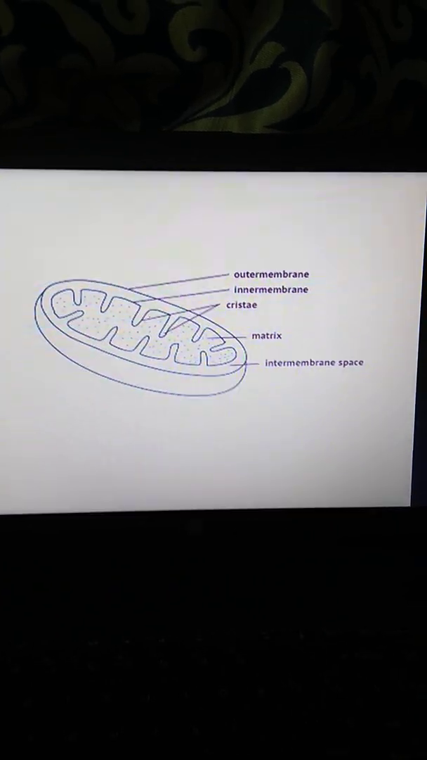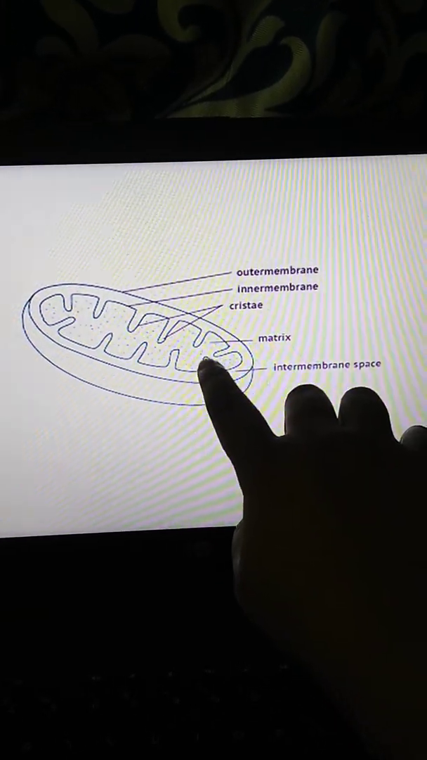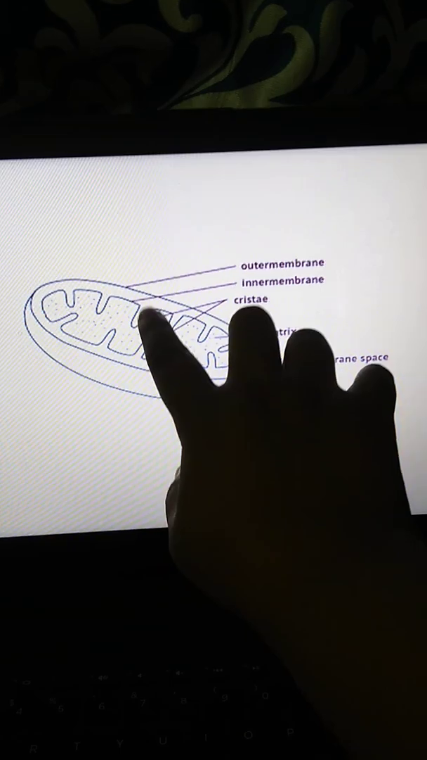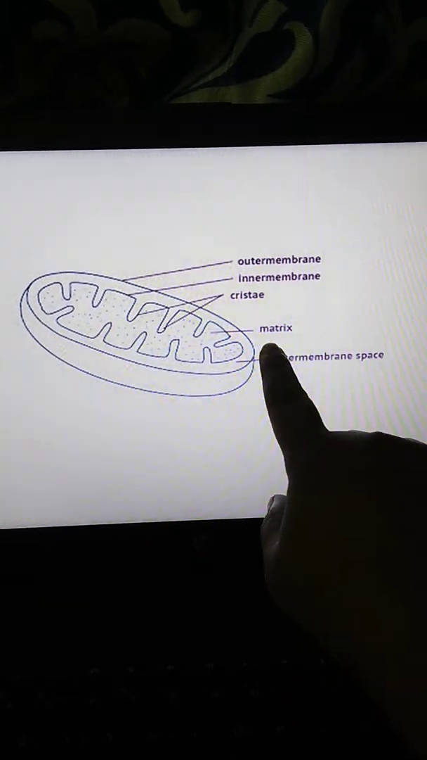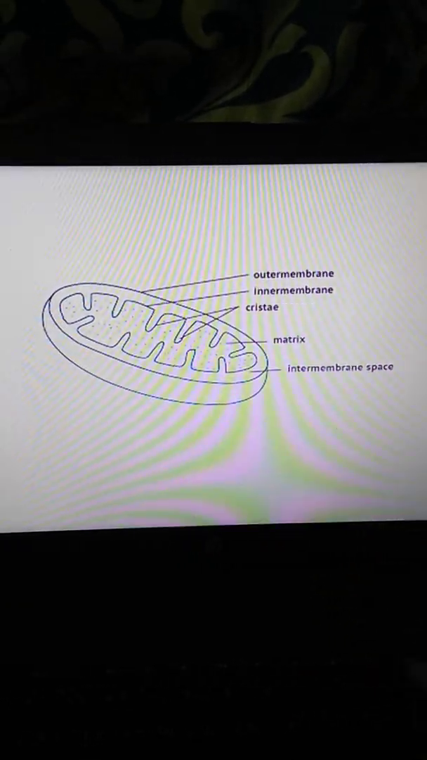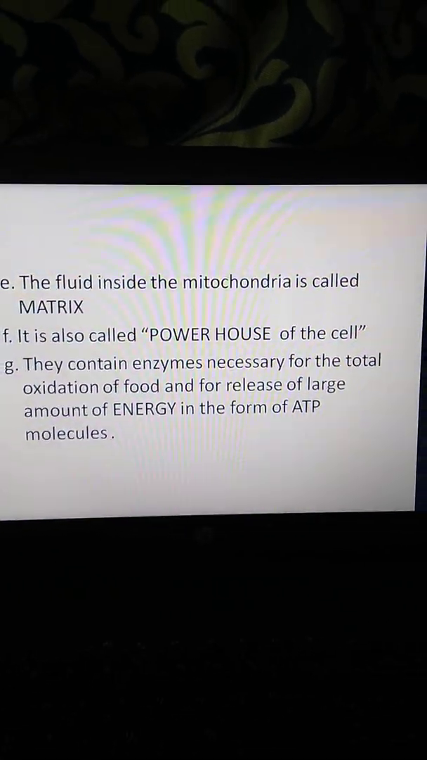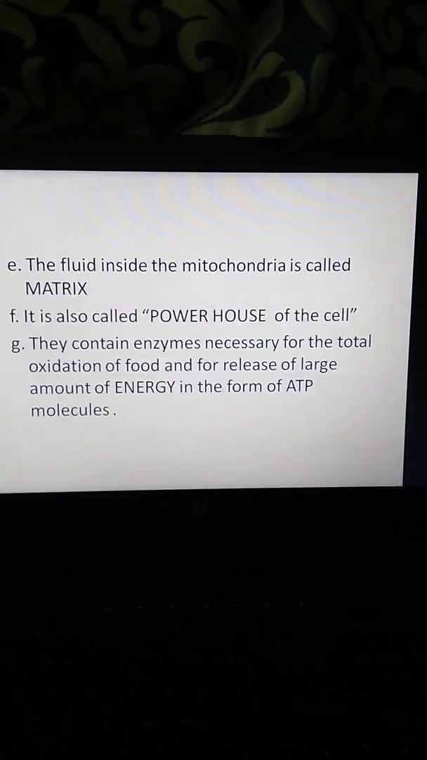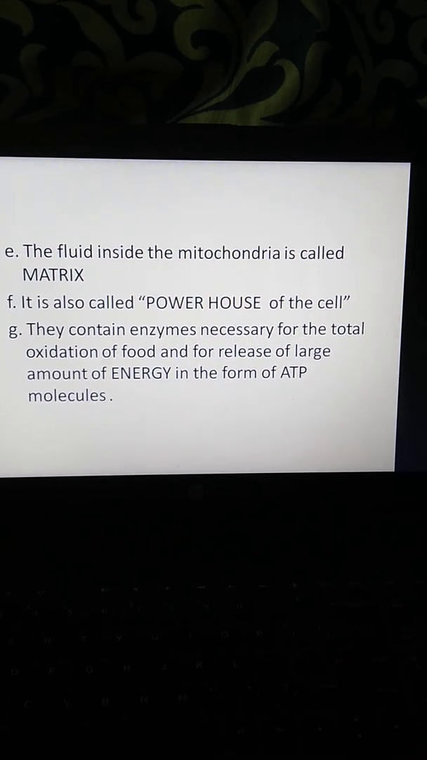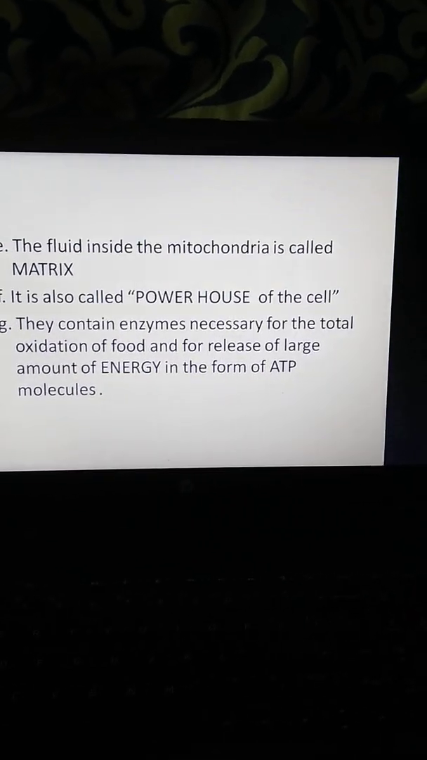And you can just make out there is some granular fluid inside which is known as matrix. So all these four labelings are clear, and within those two membranes the space is known as intermembrane space. The fluid which is inside the mitochondria is known as matrix. Now this mitochondria is known as powerhouse of cell.